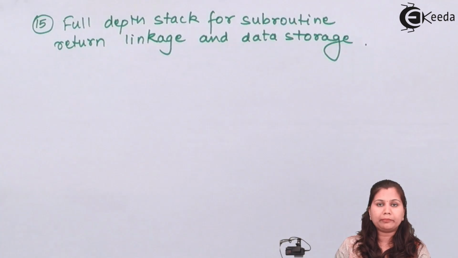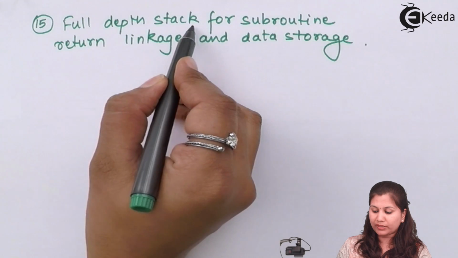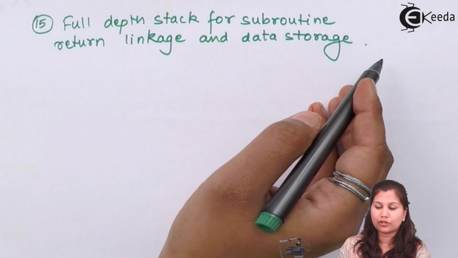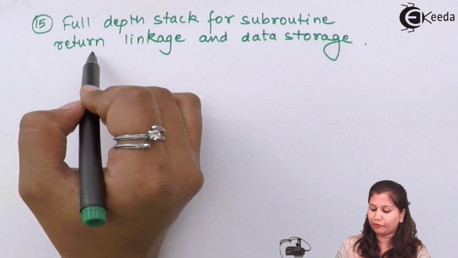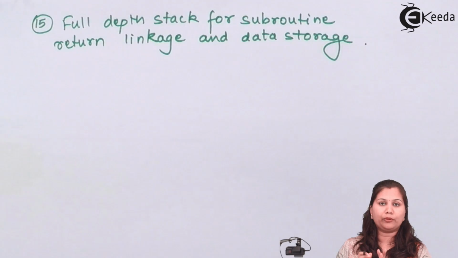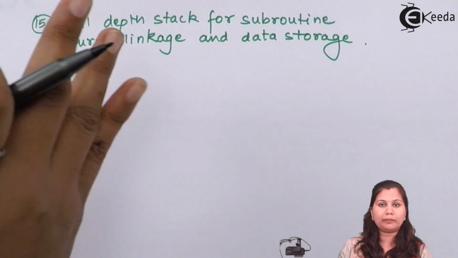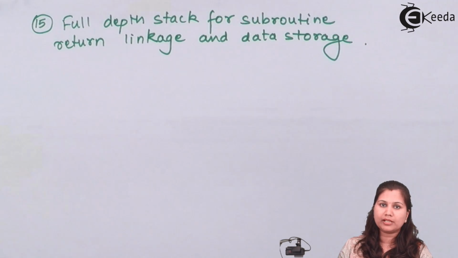Now in the memory, we have the stack which is used for temporary storage. In 8051, there is a full depth stack for the subroutine return linkage and data storage. So the stack can be used for data storage also, and for writing the subroutines. Subroutines are short programs which are written at a different memory location other than the main program. So that memory location will be the stack where these subroutines and the temporary data can be stored.